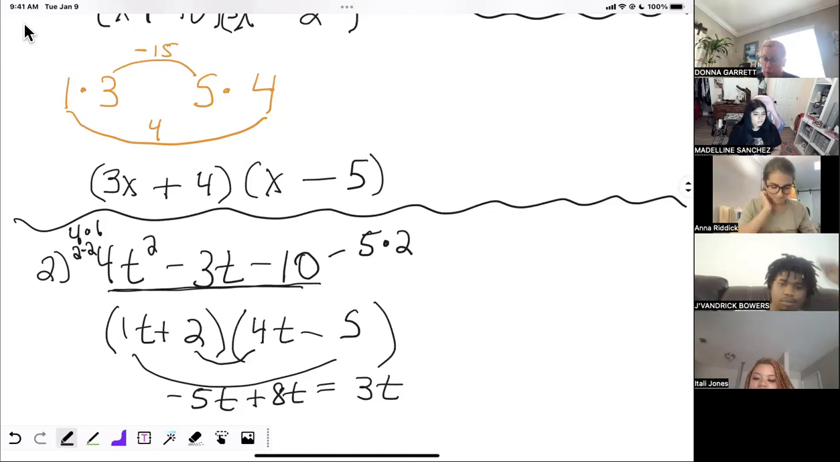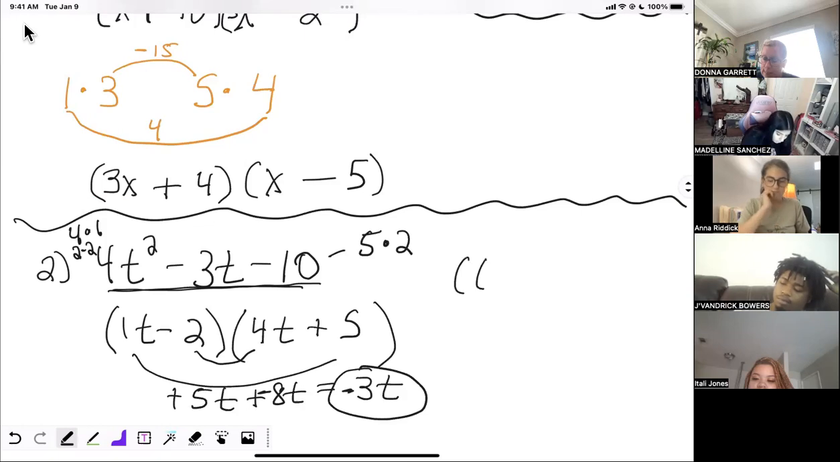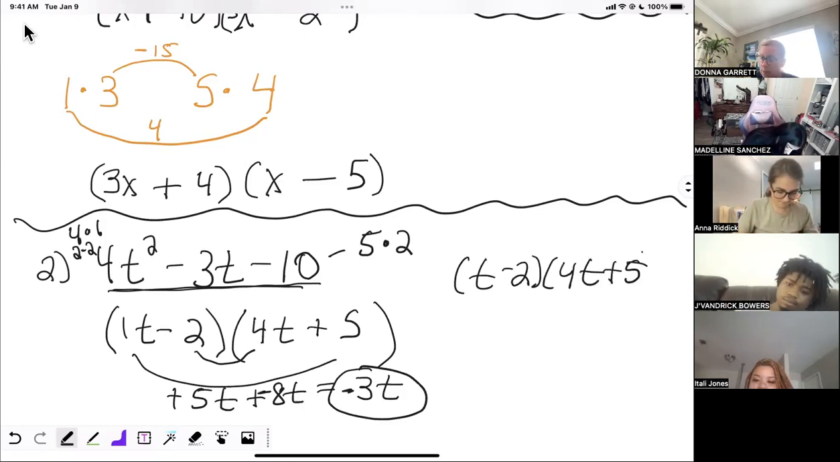All right, when that happens, there's only one thing we need to do: change our signs. If you get the right number but the wrong sign, I just have to do this. I have to make that a negative and make that a positive. Just change your signs. And now when I check it, I will get a positive 8t and a negative 5t, which will give me negative 3t. And that's my answer: t minus 2 times 4t plus 5. That's my factoring for that polynomial.